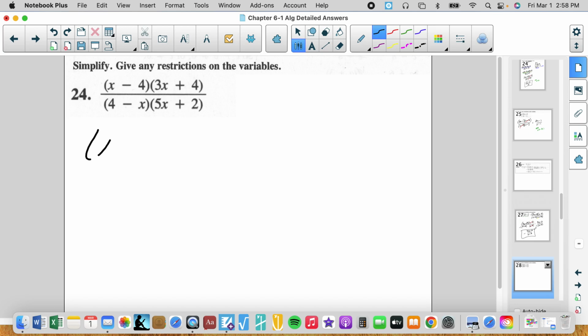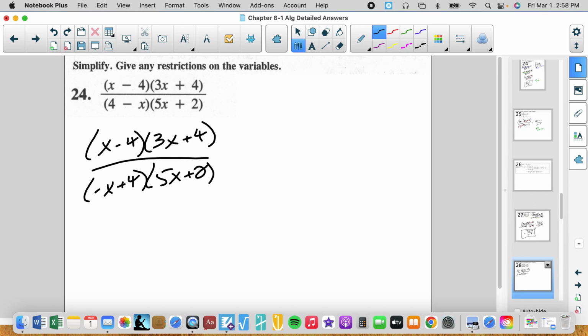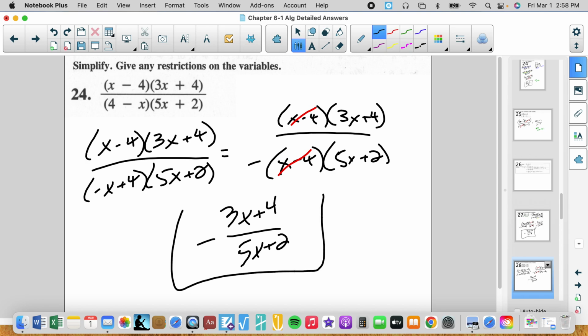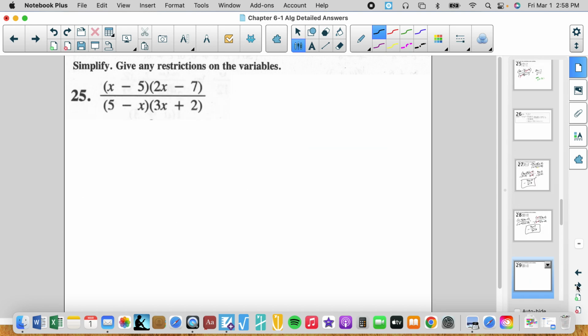We'll write this, x minus 4, 3x plus 4. We're going to rewrite negative x plus 4. We got 5x plus 2. We're going to factor out the negative. So we get x minus 4, 5x plus 2 in that denominator. X minus 4, 3x plus 4. The x minus 4 cancels, and we'll throw that negative out there. 3x plus 4 and 5x plus 2. As long as that is even with the vinculum, we're okay with it.